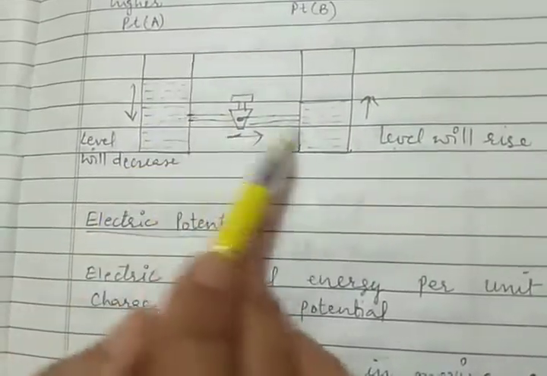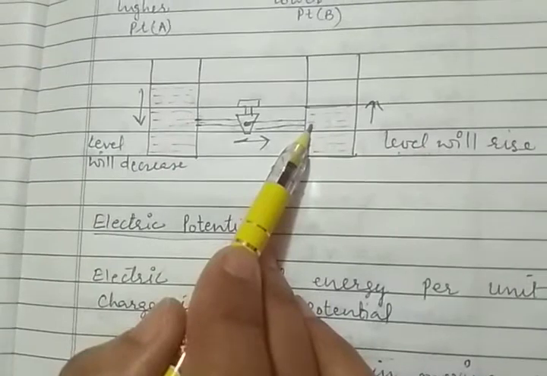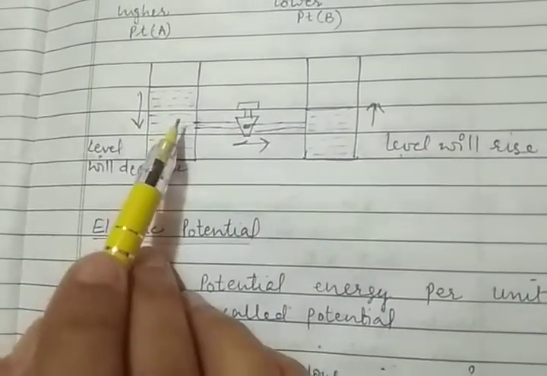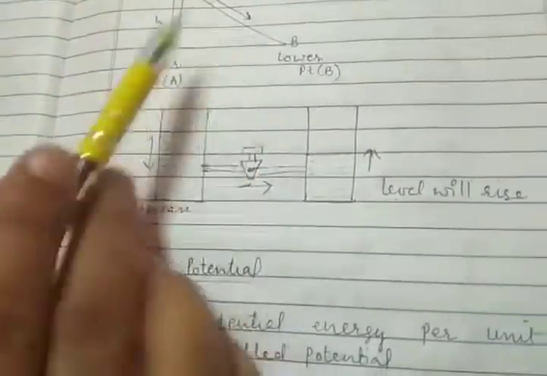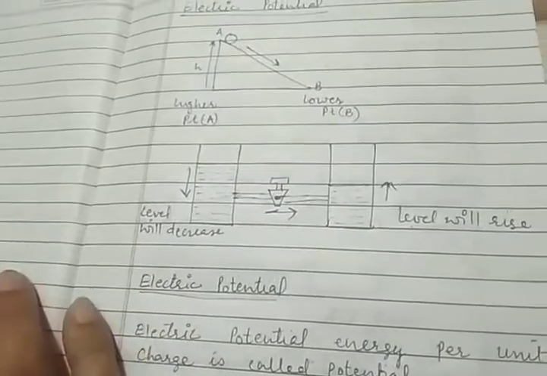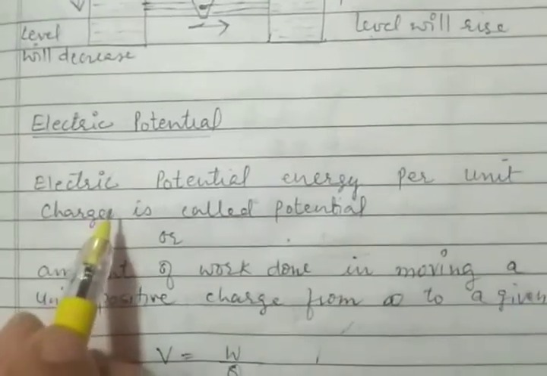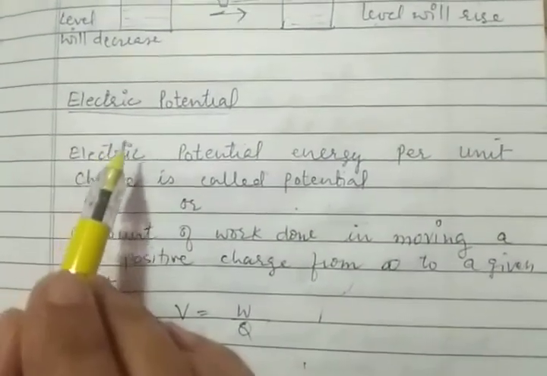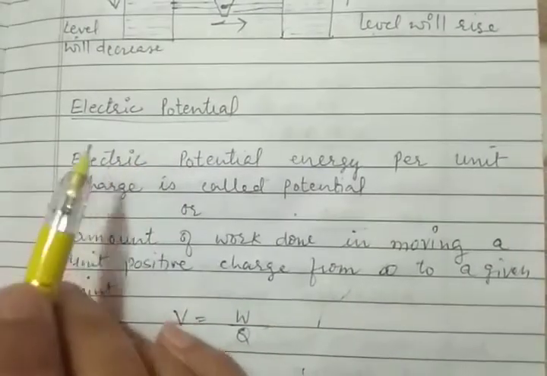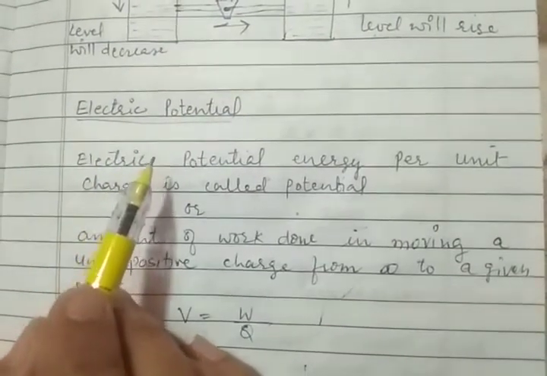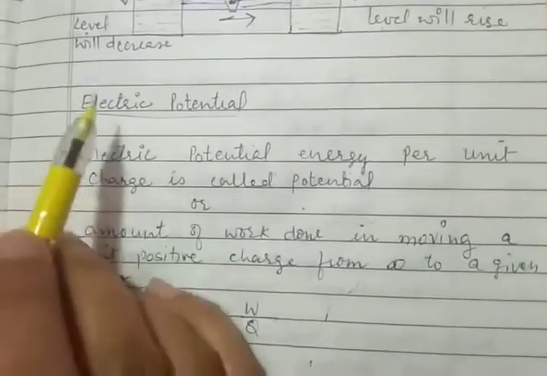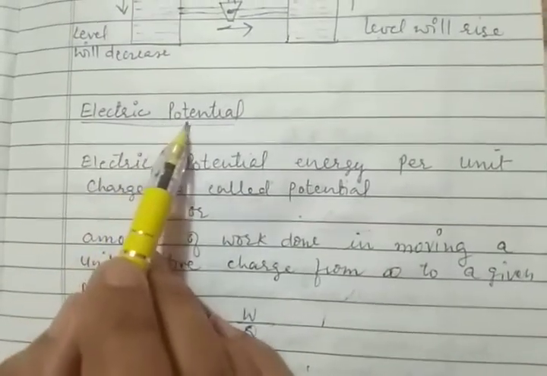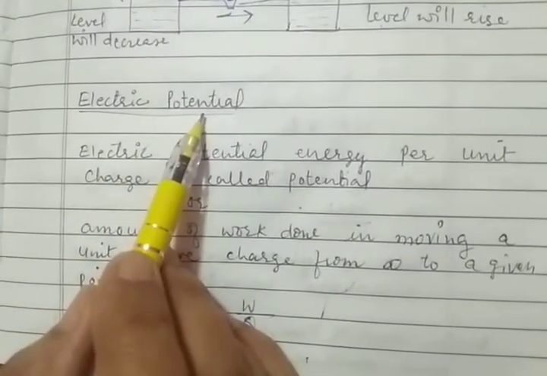And by doing this kind of activity, what happened? Some work has to be done to move this water from this point to this, or to move this ball from the higher point to the lower point. Similarly, work is done for the movement of charges. Some work has to be done in charging a body or in discharging a body, and this work done is stored in the body in the form of electric potential energy. And now I will define the electric potential. What do you mean by electric potential?